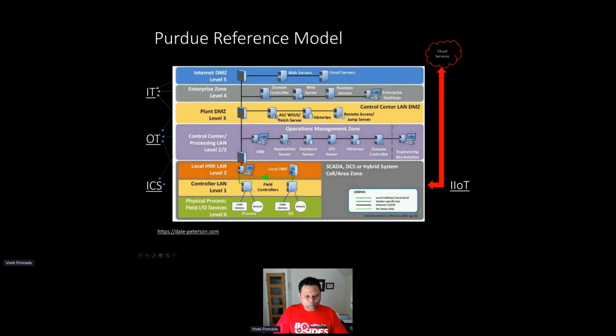And then level one would be the controllers we'll talk more about today, the programmable logic controllers or the SCADA or DCS controllers. And then level two would be these human machine interfaces, the HMIs. Now, traditionally, this was what was considered ICS.